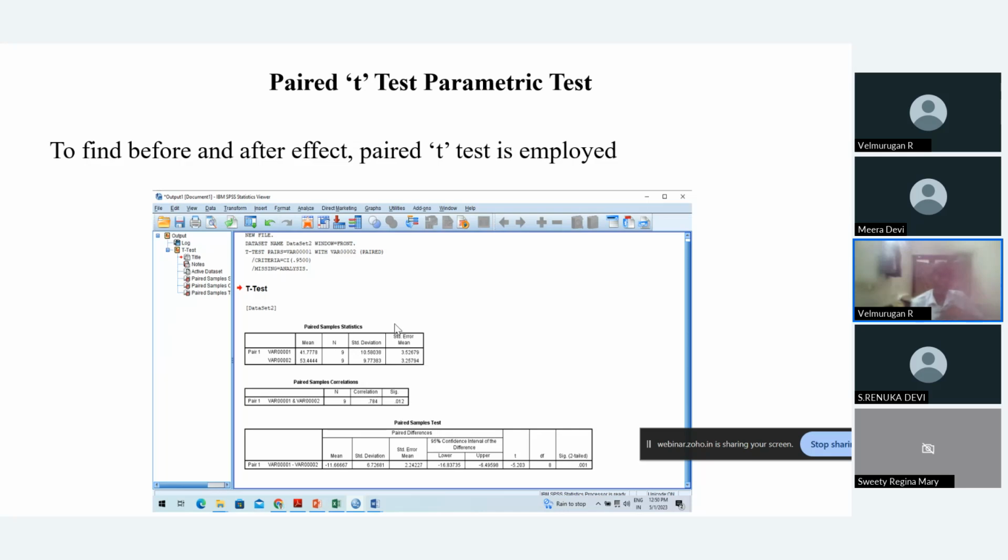Next, we are going to look into the paired t-test. The purpose of applying the paired t-test is to find the before and after effect. To find the before and after effect, we can employ the paired t-test. For example, A is a profit-making business unit. It takes over the loss-making unit of B.